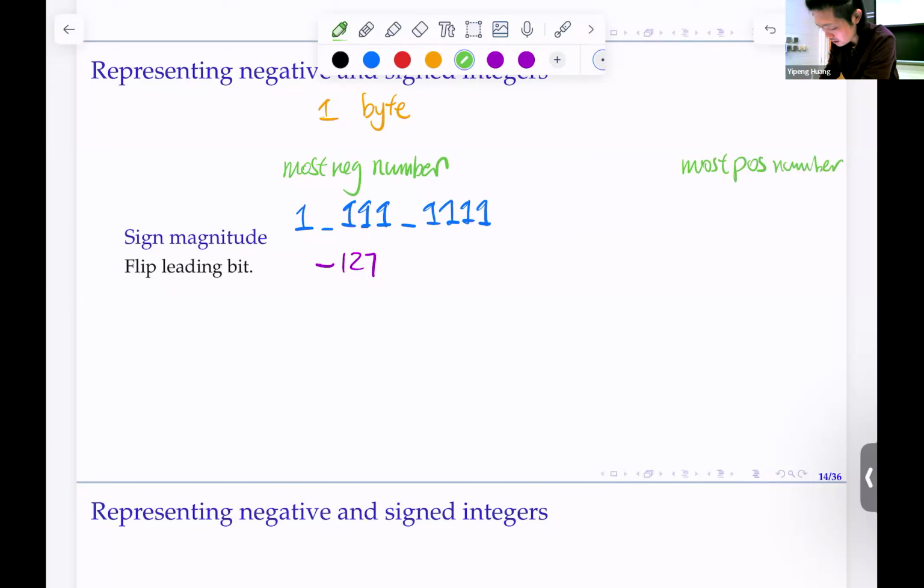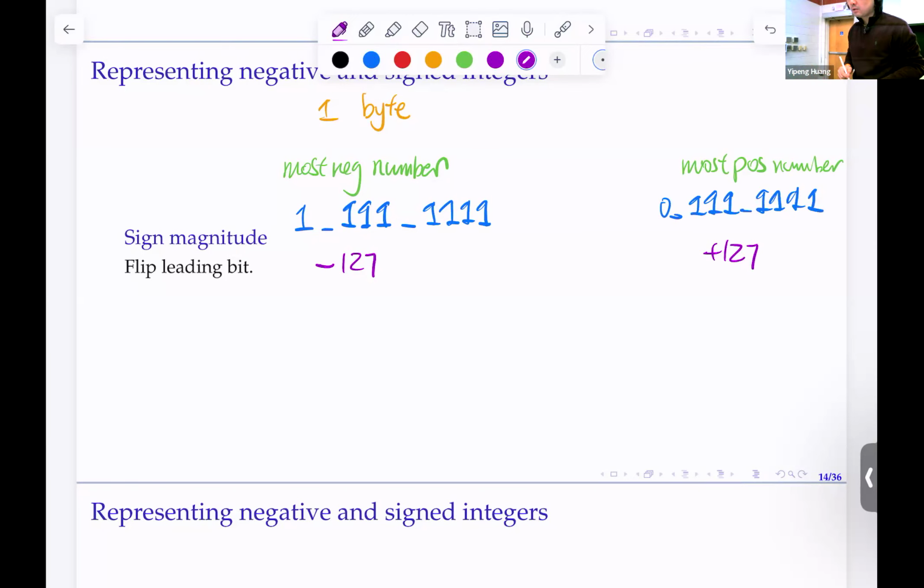Okay, what's the most positive number we can represent? What's the first bit going to be? Yeah, 0. And how do we get to the most positive number possible? All of them being 1. And what does this evaluate to be? This evaluates to be positive 127.